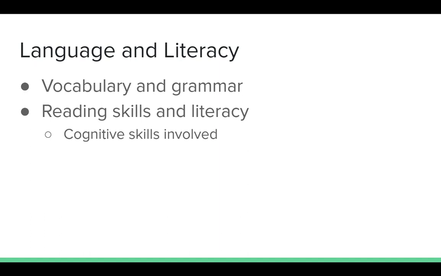The best way to improve reading skills is to read. Read books at home, read to children. That's the best way to get them better at it. Okay, is to practice.